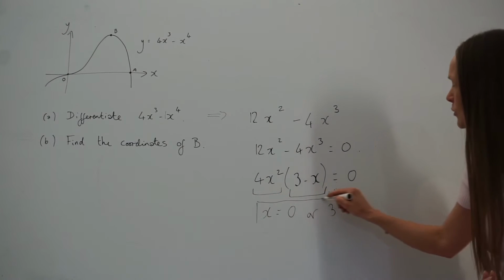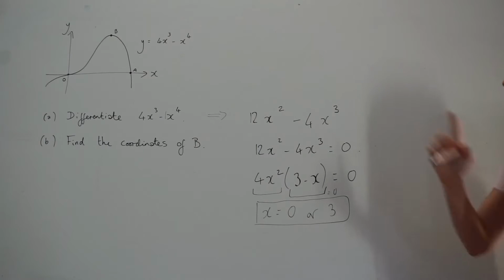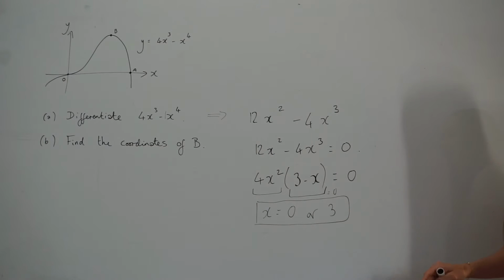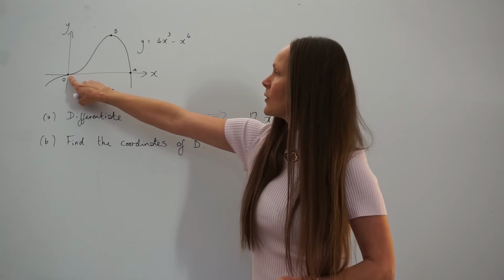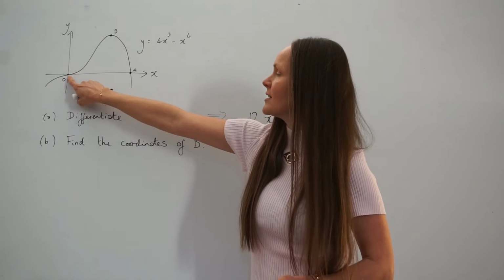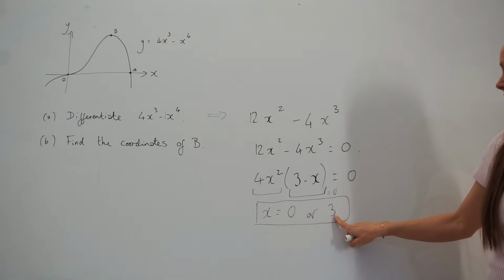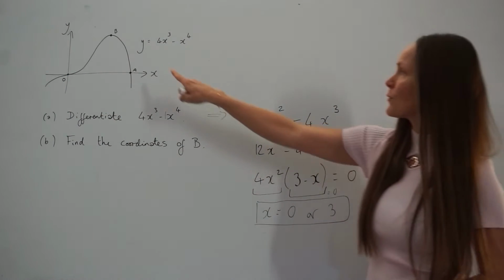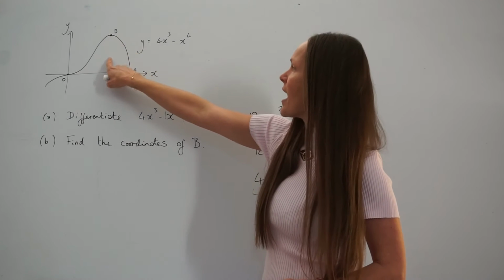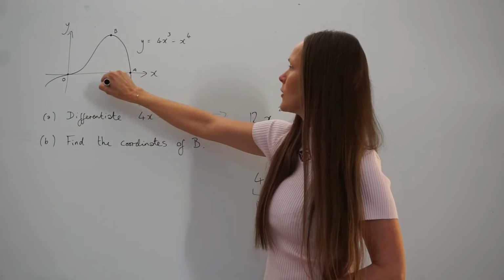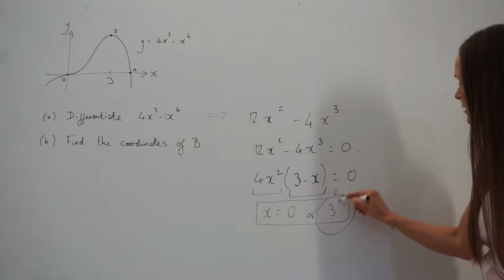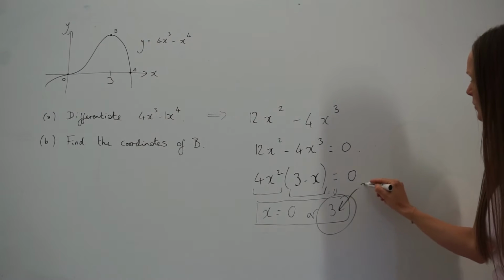So there are two values of x, but we only need one. Let's look back at the diagram. x equal to 0 is here, so we're not interested in this point. We're interested in when x is equal to positive 3, the x coordinate of point B. So there's our first part: x is equal to 3.